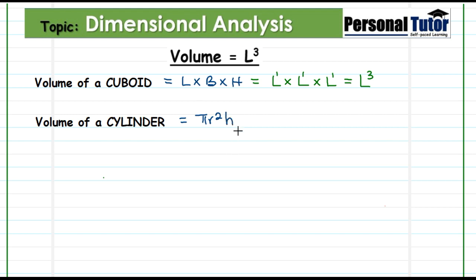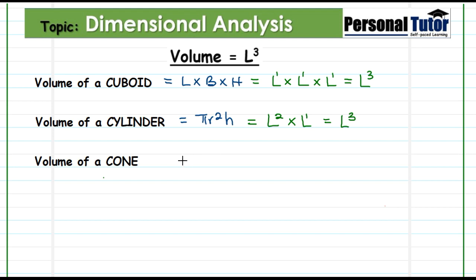Expressing this in dimensional form, pi is dimensionless, hence ignored. Radius has the symbol length. Then it is squared, times that of height, which is also length, L. So L squared times L. The exponents are added as earlier explained. So that also gives you L exponent 3.